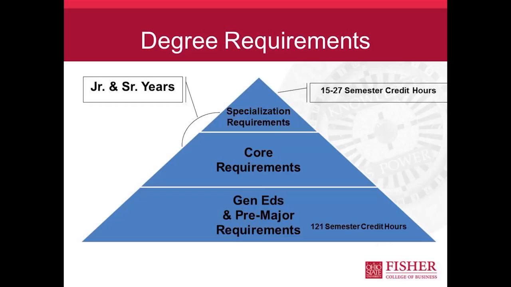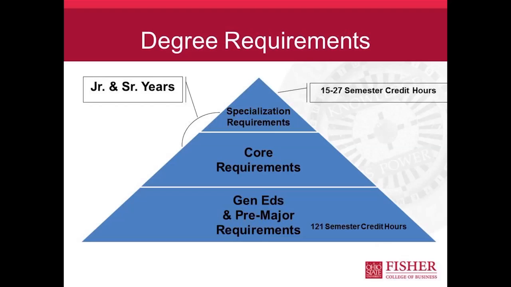The middle section of the pyramid consists of the business core requirements. This is a group of classes that all business students are required to take. Business students will typically start the business core classes at the beginning of their junior year. The top of the pyramid consists of the specialization courses. Depending on your specialization, you might have anywhere from 15 to 27 credit hours required in your particular specialization. These courses are typically started in your junior or senior year.